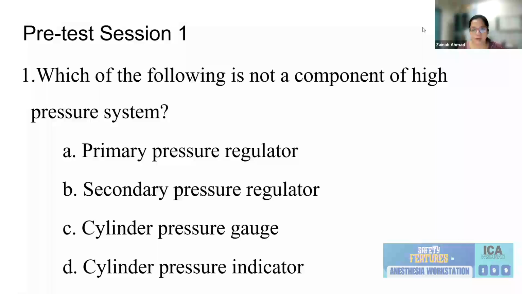So question 1. Which of the following is not a component of a high pressure system? Primary pressure regulator, option A. Option B, secondary pressure regulator. Option C, cylinder pressure gauge. And option D, cylinder pressure indicator. So 30 seconds over. I'm ending the poll.